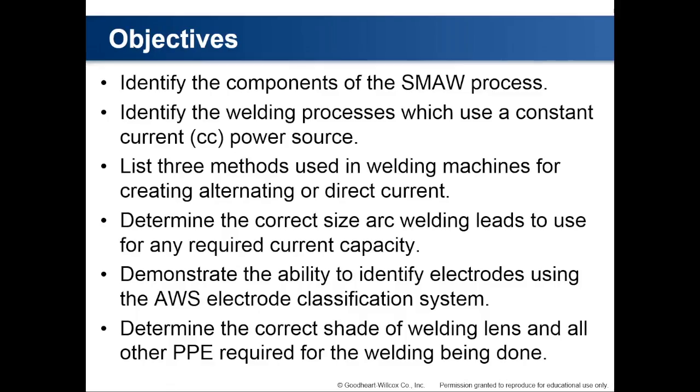Objectives. Identify the components of the shielded metal arc welding process. Identify the welding processes which use a constant current power source. List 3 methods used in welding machines for creating alternating or direct current. Determine the correct size arc welding leads to use for any required current capacity.